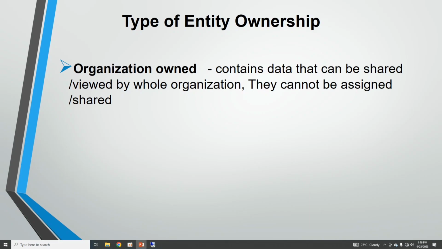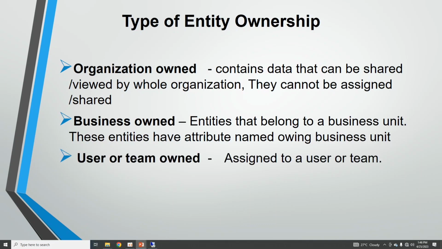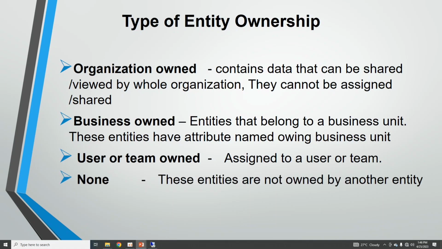Okay, but when we dig into that organization, there are different departments. The logistics department is separated, the accounts department is separated, the admin department is separated. Then we go towards user or team owned. The third one, business owned entities, are the ones in which entities belong to specific business units. It means that if you have multiple business units, then there may be separate entities in separate business units. Similarly, user or team owned I have already described, and none means these entities are not owned by any other entity.